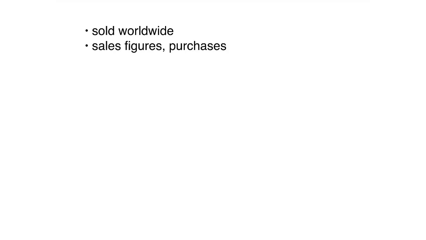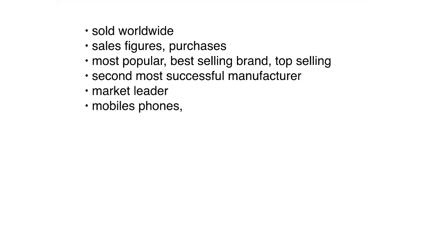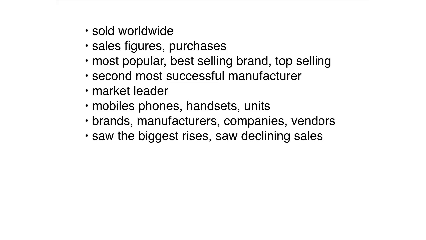First, the question used the words global sales and I changed that to sold worldwide. I also wrote sales figures, purchases, most popular, best-selling brand, top-selling, second most successful manufacturer, market leader, mobile phones. Instead of that, we wrote handsets, units, brands. That came from the question, but I also wrote manufacturers, companies, vendors. Saw the biggest rises, saw declining sales. This is our language of change over time.